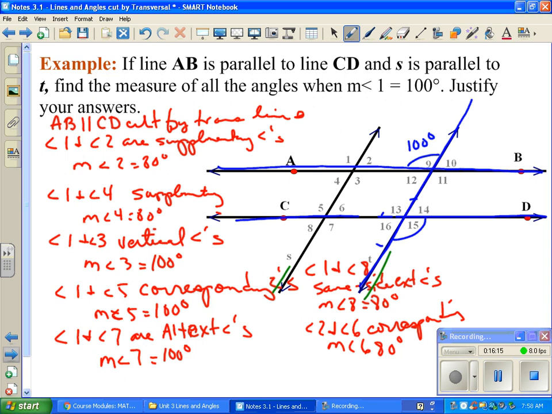But I cannot compare it to 14, so then I have to choose some other angle to compare to 14. For example, I just found 15 is 100, so our 14 would have to be 80 because they're supplementary to each other because they're a linear pair. So you always end up having one angle that you can't compare to all the others, and you have to get it in a different way.